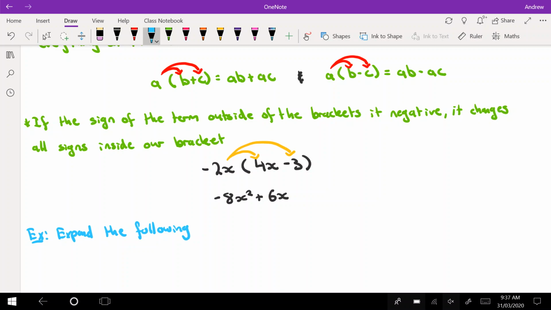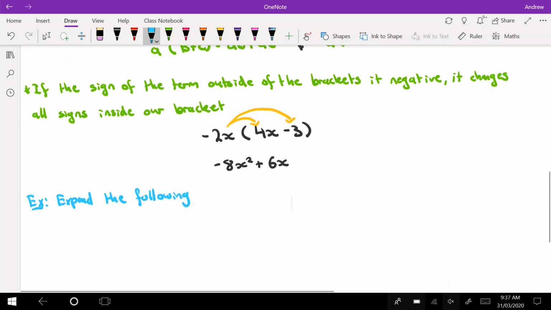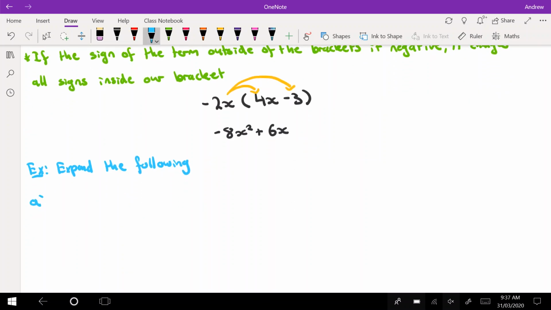So we want to expand the following. Alright, so we've got to give a couple of examples. We'll have 5 outside of x take 11. We're going to have 4 outside of x take 3y. And then we're going to have 3 outside of x plus 2y, take away 3x plus y.